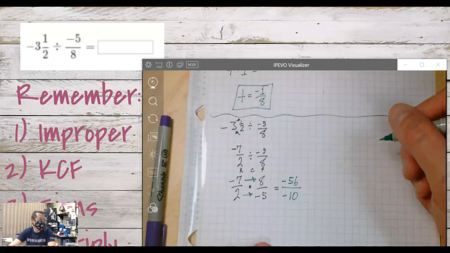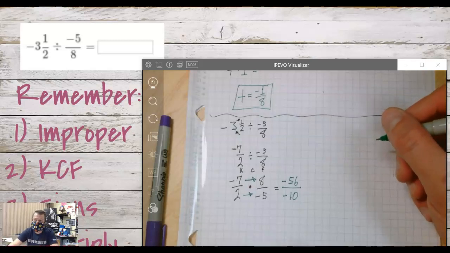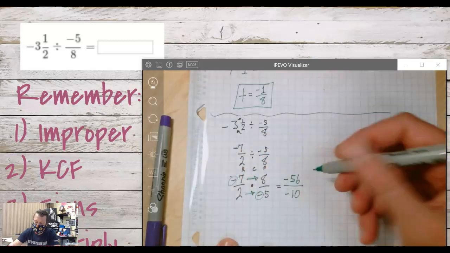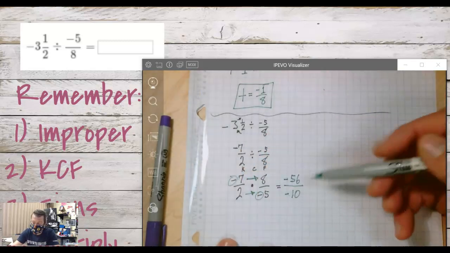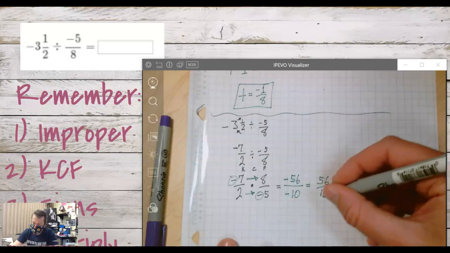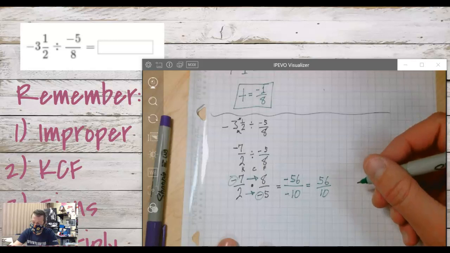Now I actually broke my own rule. I did not think about the signs yet. What happens when I have a negative times another negative, or a negative divided by a negative? My answer is going to become positive. So I'm going to get positive 56/10.